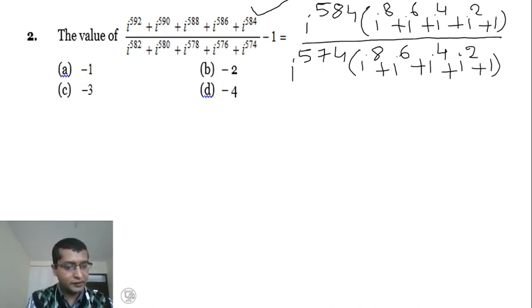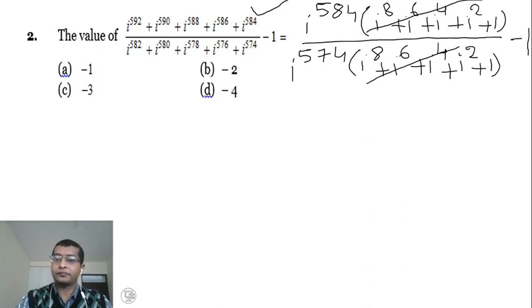This expression, minus 1, I am going to write here, and we can clearly see that 1 plus i^2 plus i^4 plus i^6 plus i^8 is present in the numerator as well as the denominator, so we cancel it. After cancelling, we get i^584 divided by i^574.